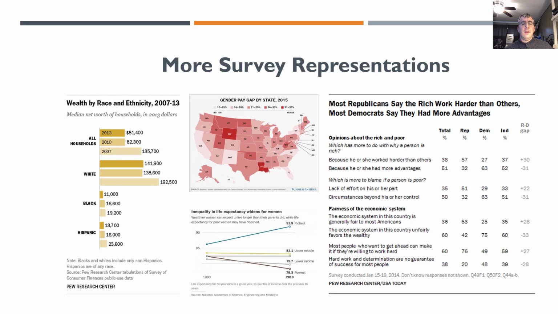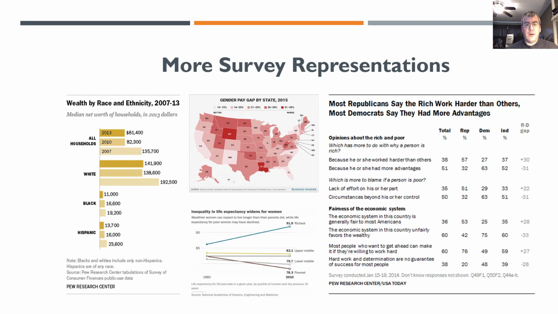So if we look at this, we see a whole lot of other different ways that surveys can be represented. One of the most shocking polls I've seen is all the way on the left-hand side, wealth by race and ethnicity between 2007 and 2013. Here it's looking at the differences between white, black, and Hispanic households in terms of wealth. And as you're going to learn in future lectures, wealth is defined as one's income plus all of one's assets minus their debt. And as you see in 2013, the average white household had $141,900 of wealth, while the average black household only had $11,000 worth of wealth.